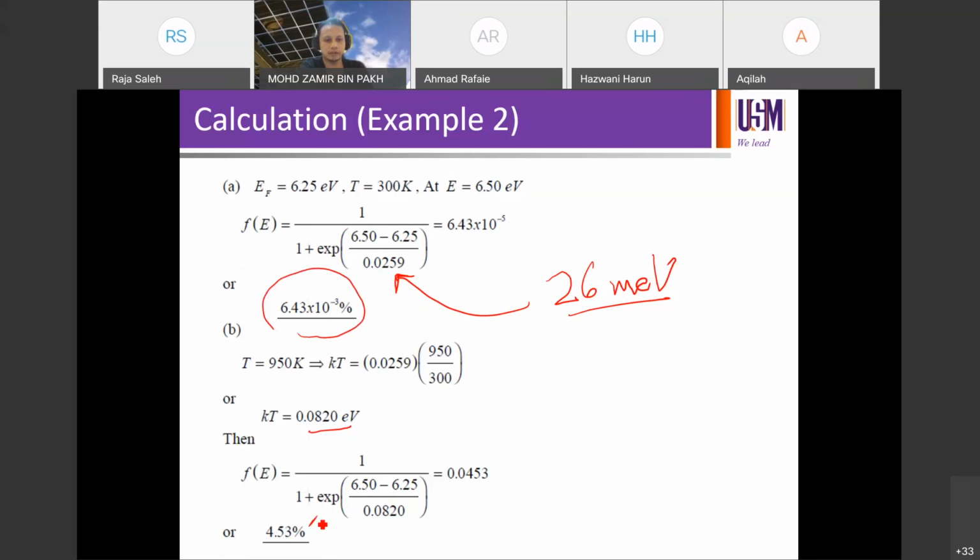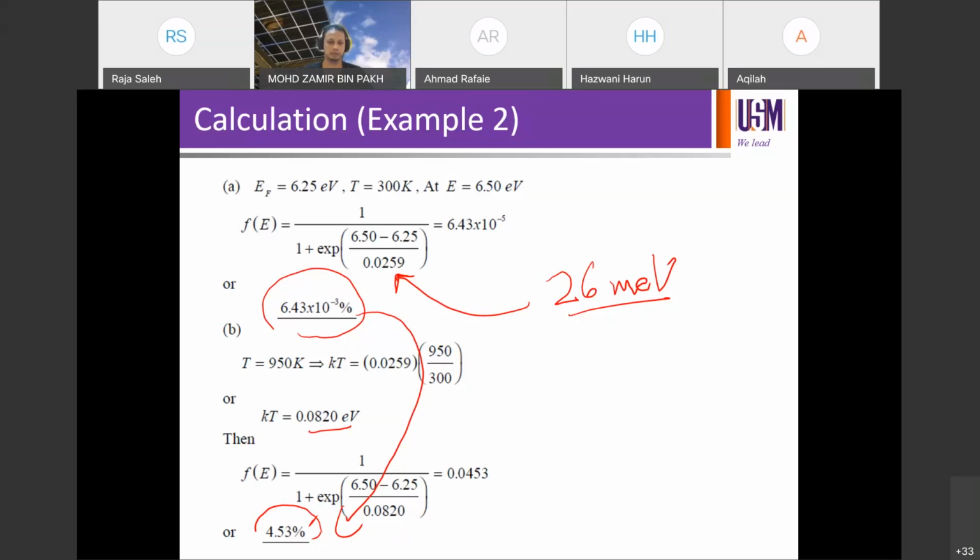So note the difference of your FE. Okay, so your FE has now increased from 6.43 times 10 to the 3 percentage to 4.53. So that's like a couple of orders of magnitude. Okay, 10 to the minus 3 to 10 to the 0. So that's like 3 orders of magnitude higher, just by increasing the temperature from 300K to 950K. Okay, so your FE is now higher in comparison to the previous case. Okay, so that's quite straightforward.